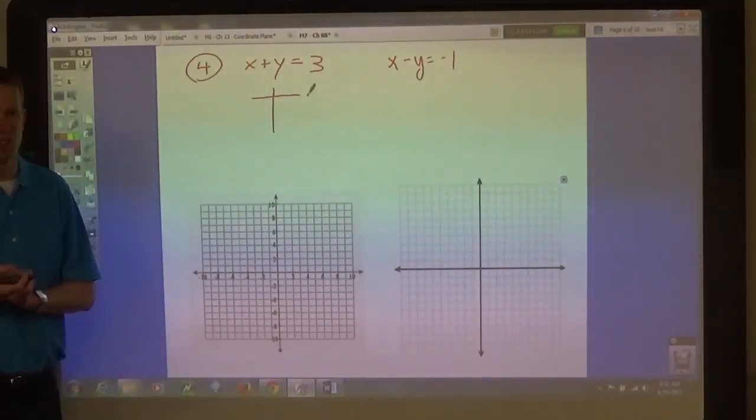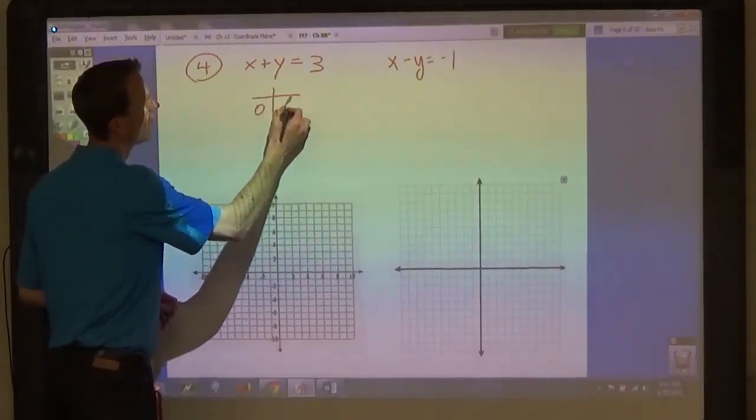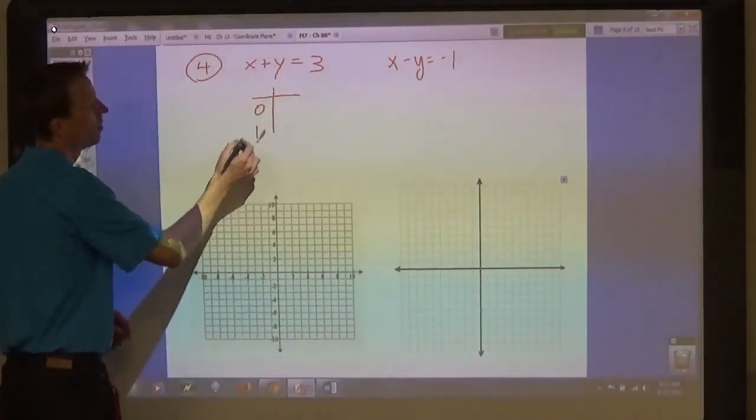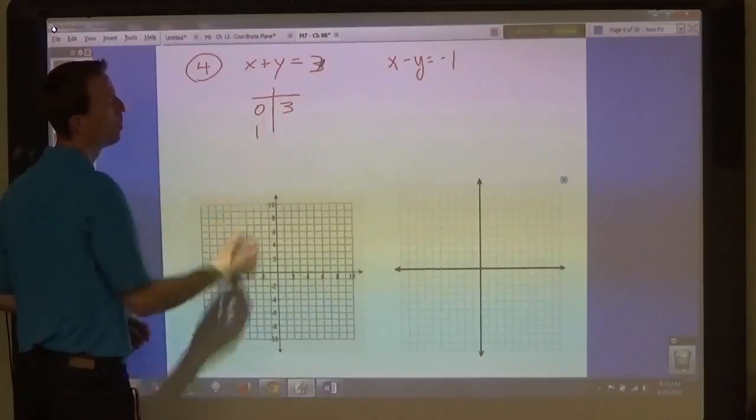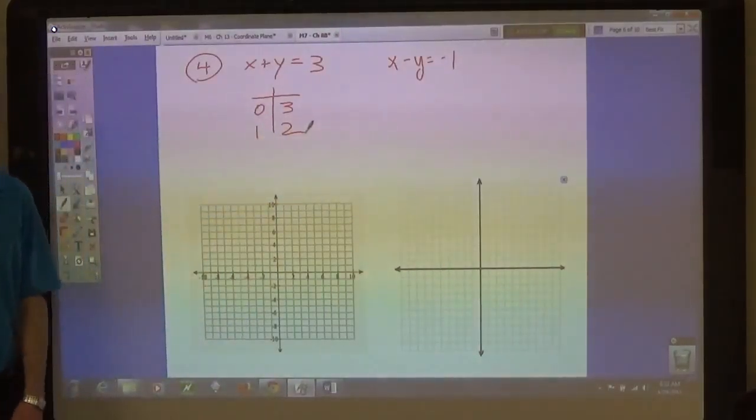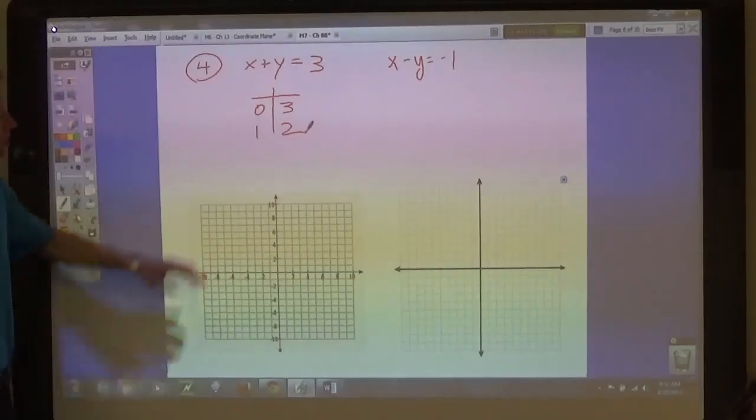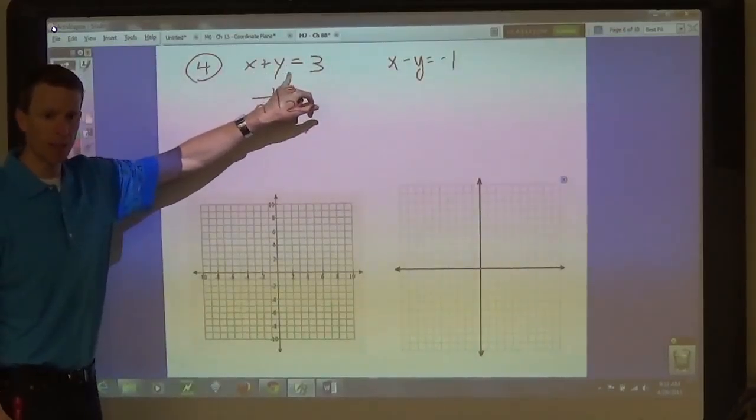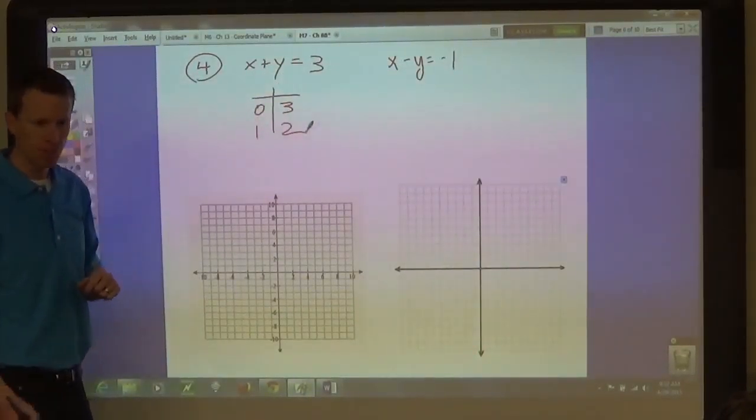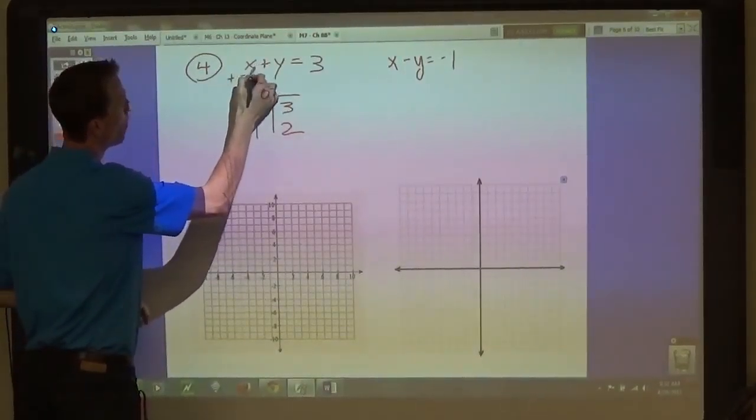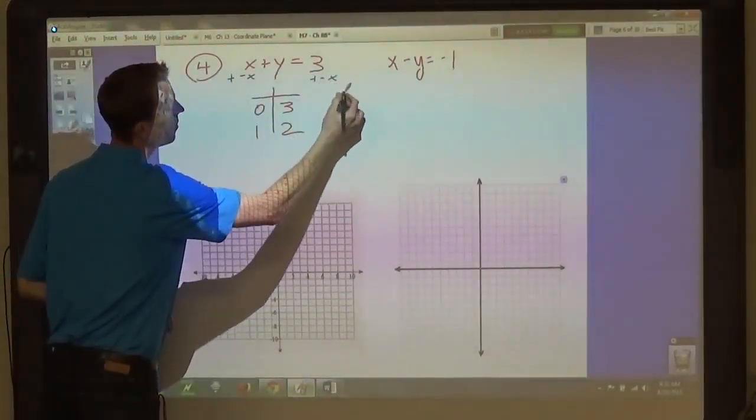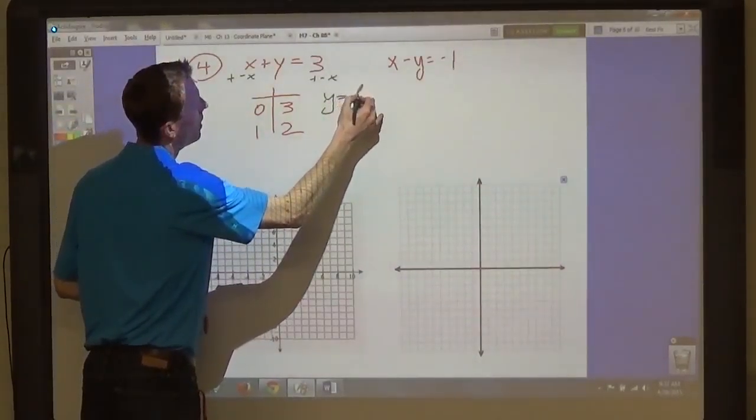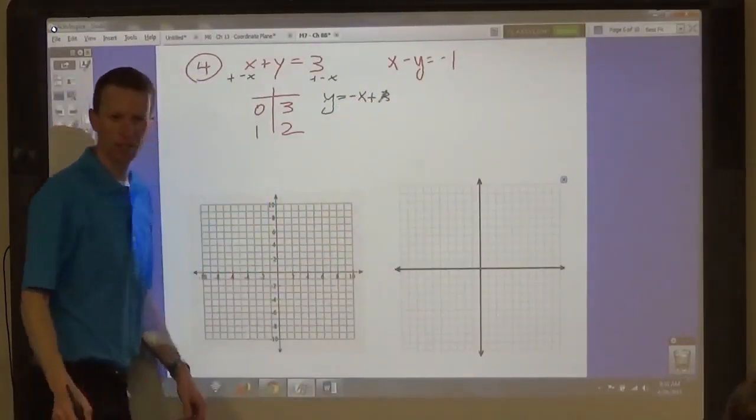0 and 1 for x. So 0 and 3 make it true. 1 and 2 make it true, right? So can we use those as points? That's probably the simplest way, since we don't have to multiply anything by x and y. Now, you could also solve for y, right? Add negative x, and that gives you y equals negative x plus 3, right?